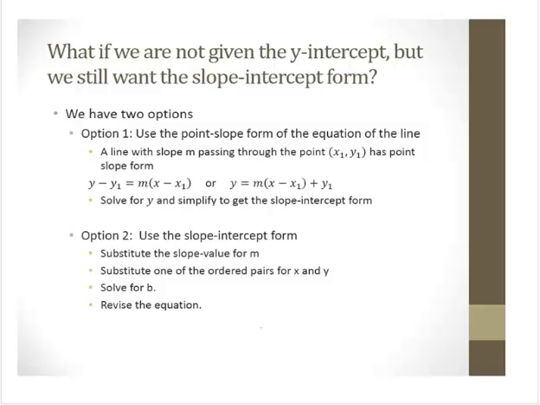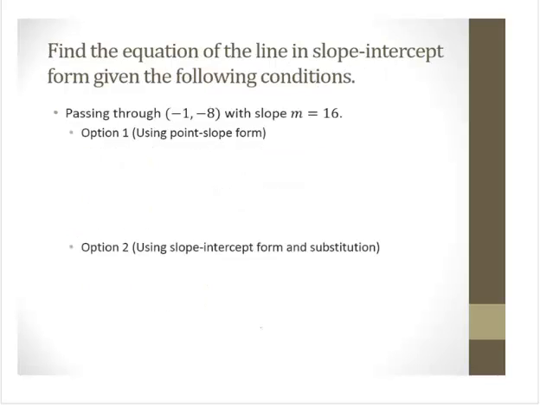Our second option is we start with the slope-intercept form. We know the value for m. We substitute one of the ordered pairs for x and y. We solve for the b value and revise the equation. So here's an example. We're going to find the equation of the line in slope-intercept form given this information. We're passing through the point -1, -8 with slope m equals 16.